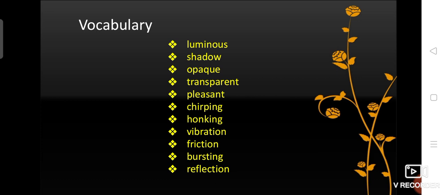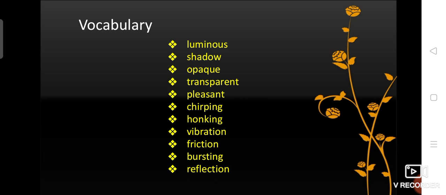The next word is pleasant. What do you mean by pleasant? That is sweet to hear. That is, it's very soft. They are called pleasant. Next one is chirping. Chirping is nothing but the sounds created by the birds. Sound created by birds is called chirping.